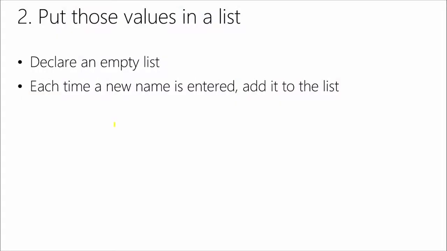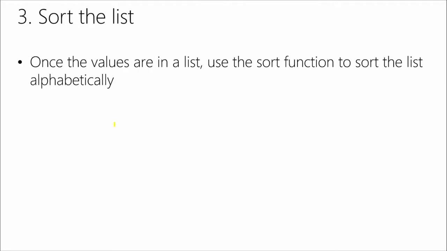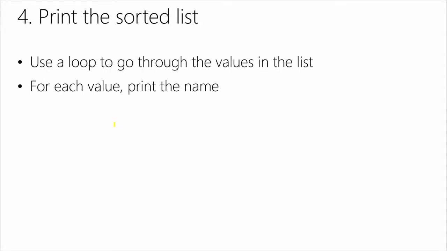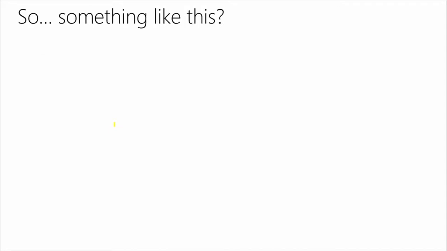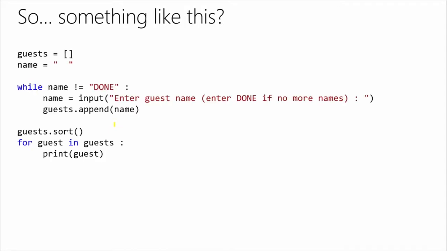Then the second thing you'll have to do in terms of steps is you'll have to take the values that are entered by the user, and you're going to have to store them in a list. So every time someone enters a new name, add it to your list. Then sort your list. We already saw we have a sort method to do that. And finally, you're going to need a loop that goes through the values in the list and prints out the values. So this one's going to be a little more complex. We're starting to pull together a lot of different things we've seen. We're also solving more complex problems. So it's going to be something along these lines.